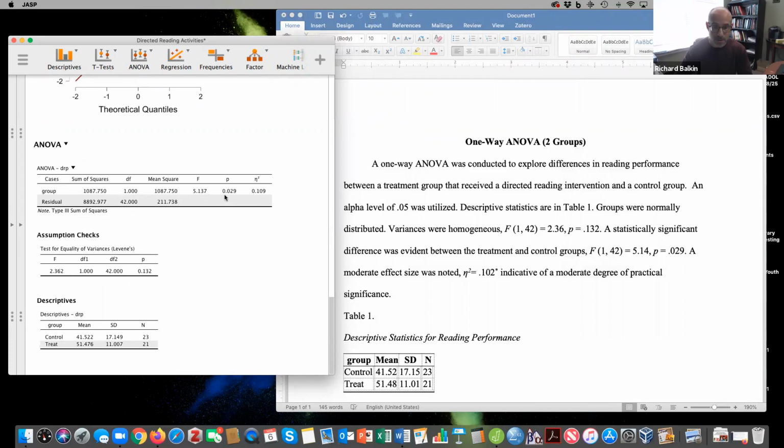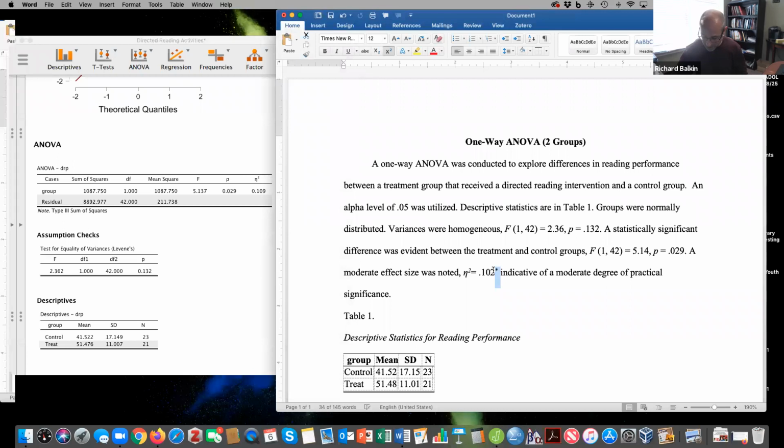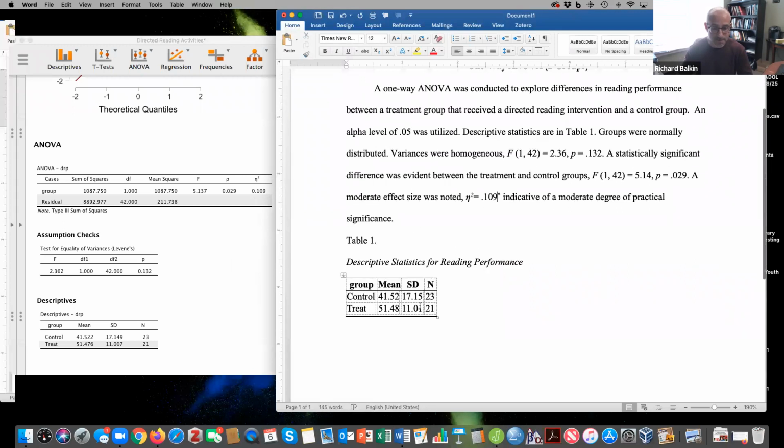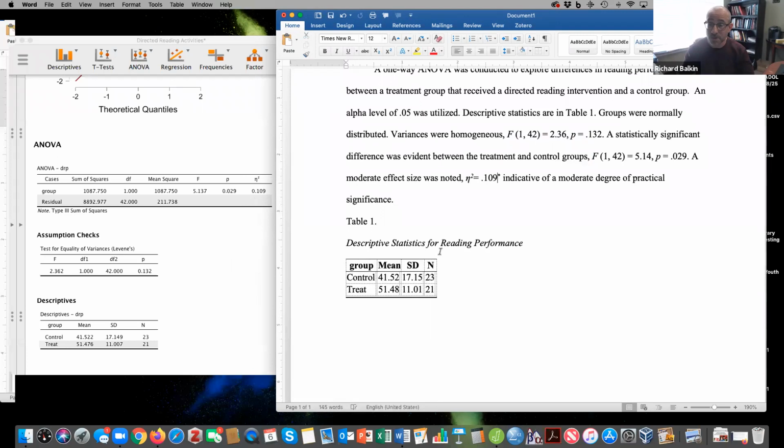P equals 0.029. A moderate effect size was noted at, oops, I have a little typo here, 0.109. There we go. 10.9% of the variance accounted for, indicative of a moderate degree of practical significance. And then here's my table. Now I put a little asterisk here because very often with two groups, it may be expressed as an independent t-test, which you can run with two and only two groups.